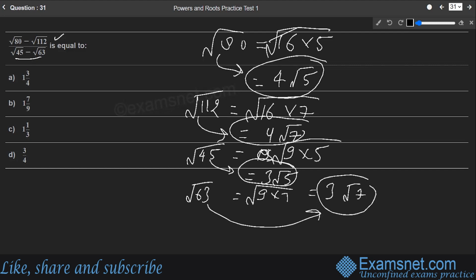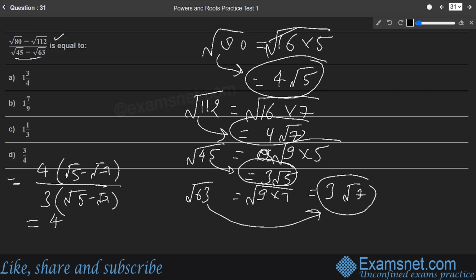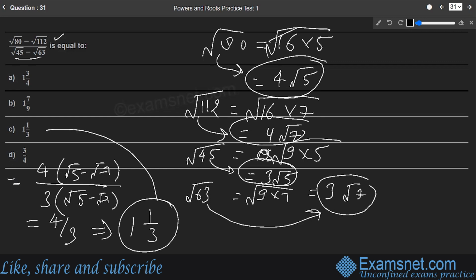If we do the replacement, it becomes: let's take 4 common in the numerator, so root 5 minus root 7, divided by, if we take 3 common in the denominator, root 5 minus root 7 again. Clearly these two values can cancel. So ultimately we are receiving 4 by 3, which in mixed fraction becomes 1 and 1 by 3. This is what it becomes in mixed fraction, and that is going to be the right answer, which is available in option number C.